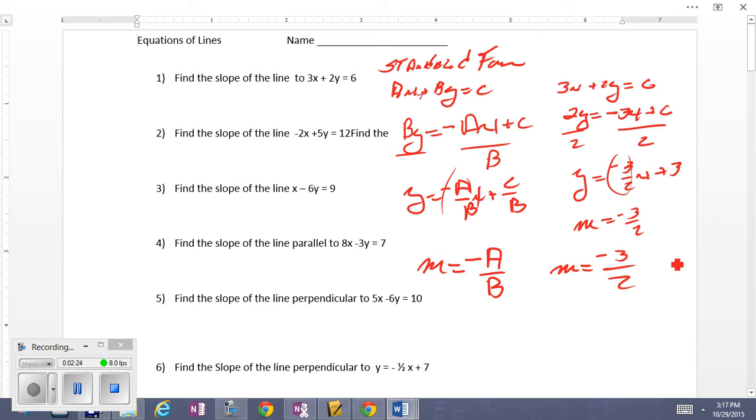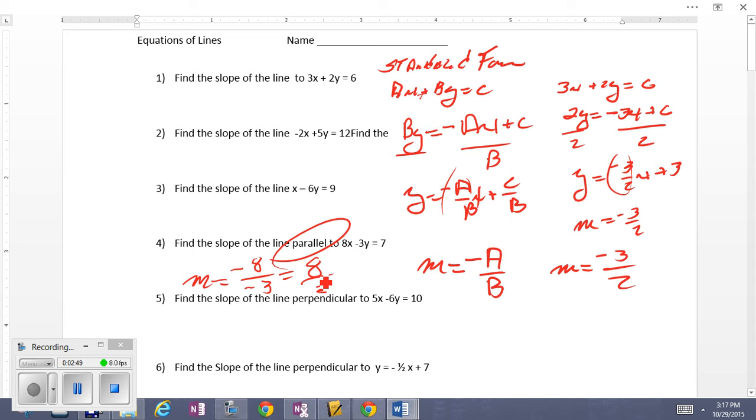Now, of course, we should know that if we're asking for parallel lines, they have the same slope. So using this little shortcut, I could just say the slope is equal to the opposite of 8, which is negative 8, over the b value, which is negative 3. So the slope there is just 8/3, which is also the slope of the parallel.